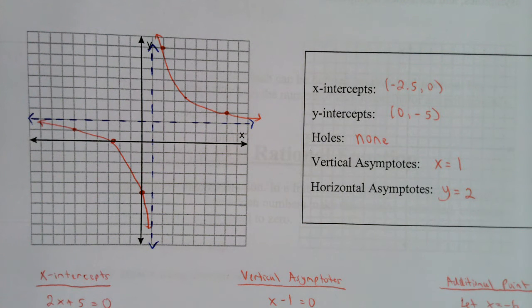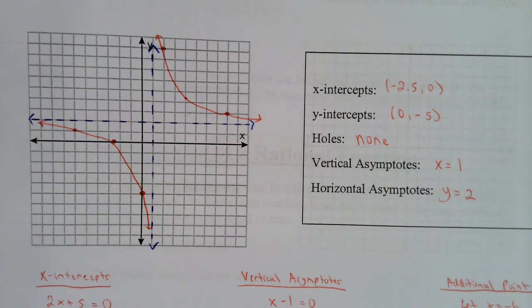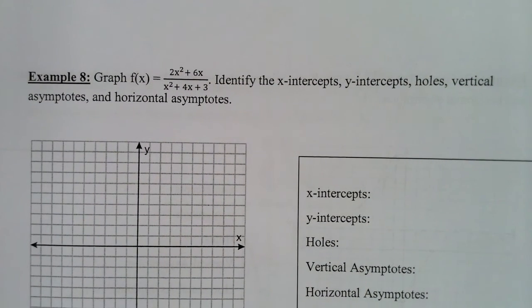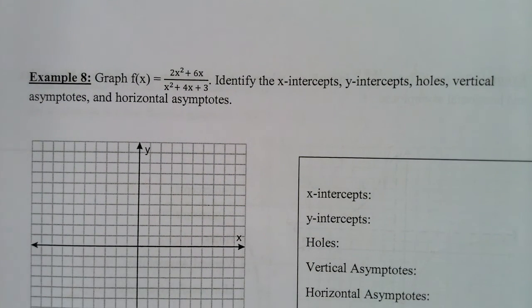Okay, one more. I'll go a little faster through this one. This one is a little harder, though. Graph this. Okay, so let's go in order. Let's find the x-intercepts first. So we're going to factor and divide out the common factor for the x-intercepts.